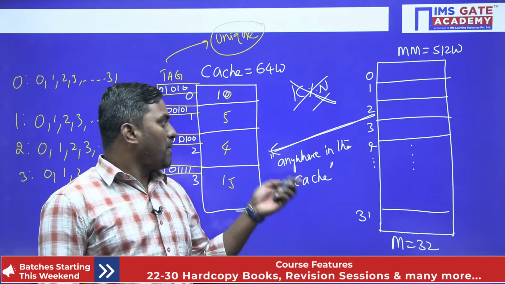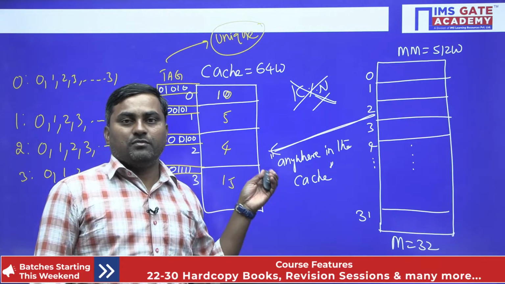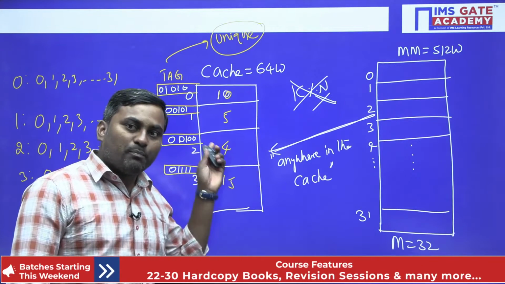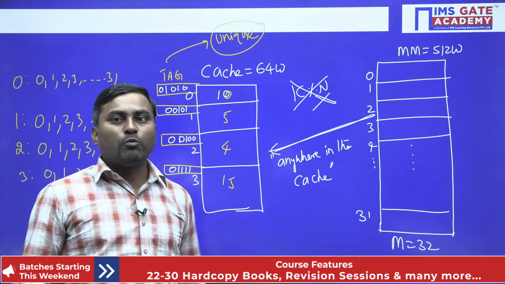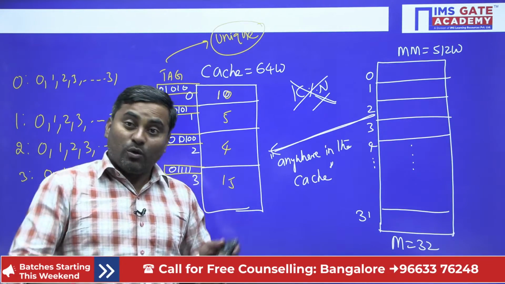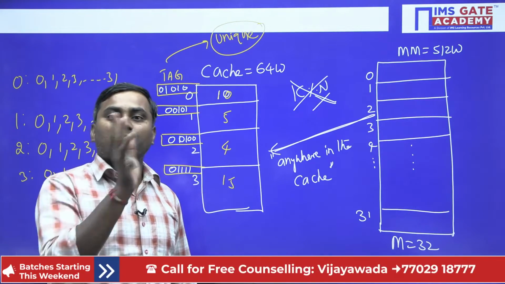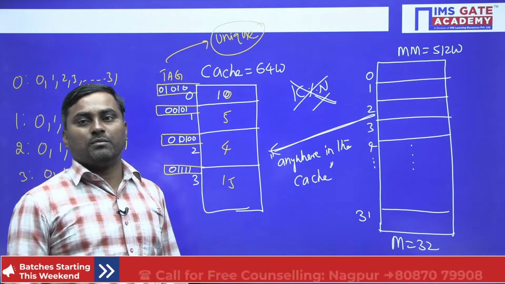Simply, I don't know where I place the block. I am not giving an address where the block is placed. So there is no need to maintain or search the block number where you place it. You have to search all of them. So the block offset will not be there. Simply total tag bits only.